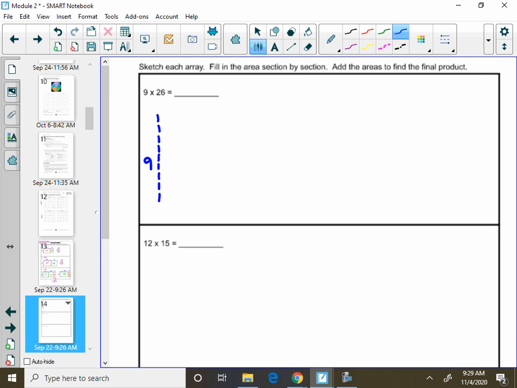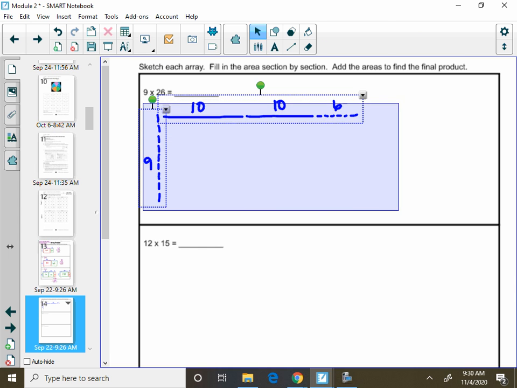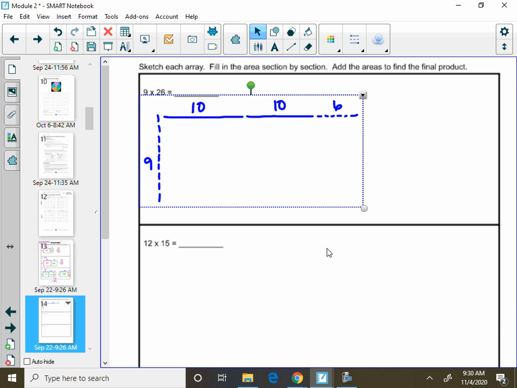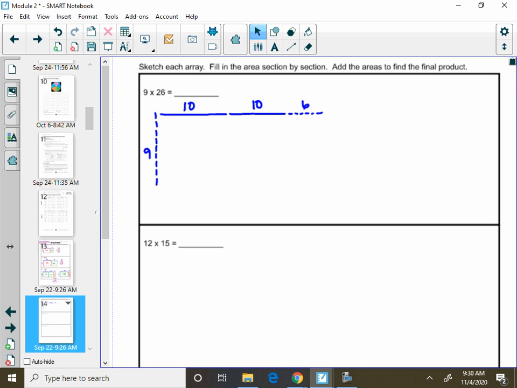You're doing a lot of break apart and putting it back together, yeah. Who would rather do it as a 10 and a 6? Who would rather do it as a 20 and a 6? Oh, maybe I will show both. Okay, ready? A 10 and a 6. Get a little smaller here.